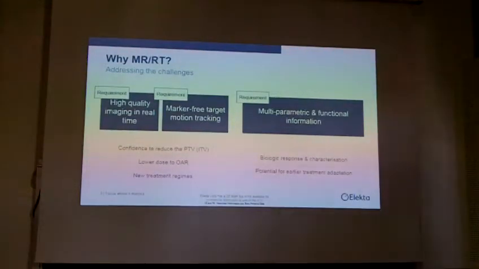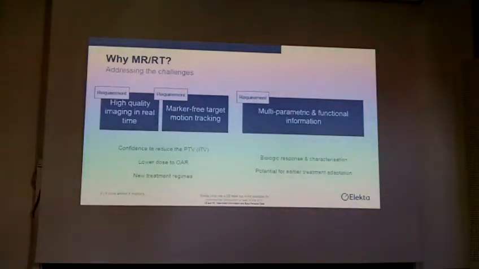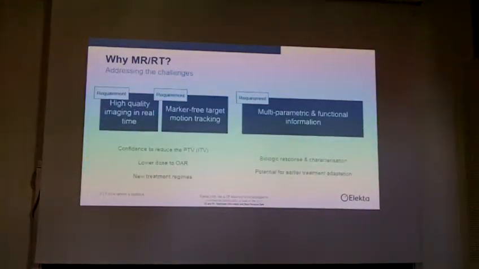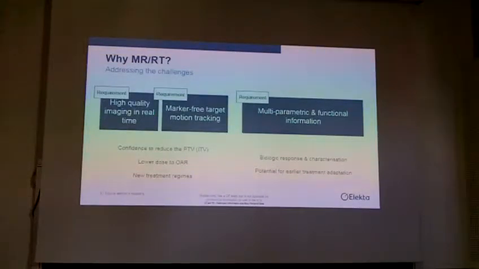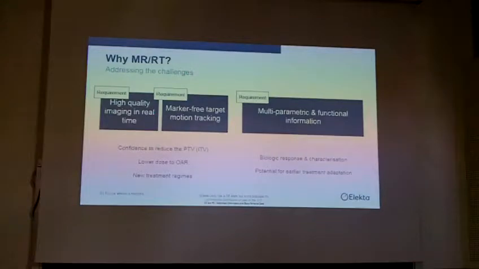How do we see what is required to address these challenges, how to solve it? The best way to address these uncertainties about the position, the shape, and the motion of the tumor is to improve target and organs at risk visualization with high quality and high speed imaging in real time.